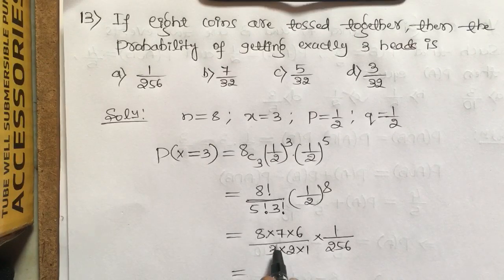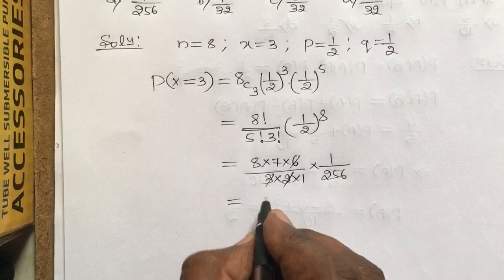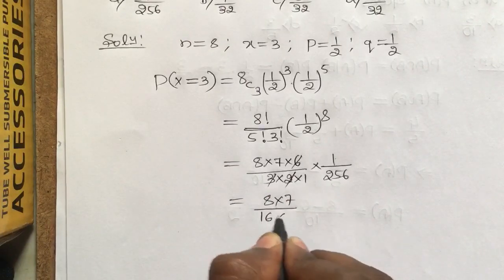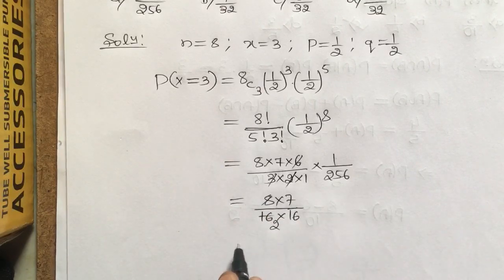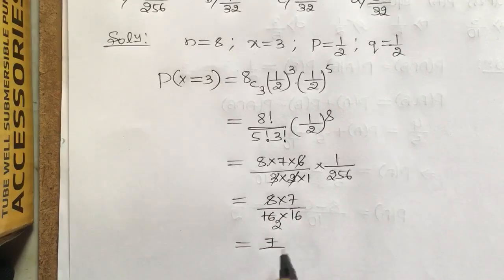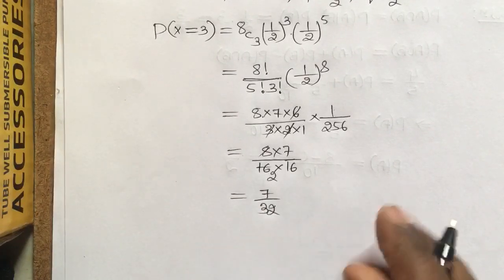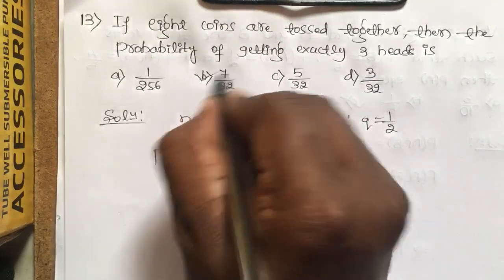So now 3 into 2 is 6, these two get cancelled, and then here 256 can be written as 16 into 16. See here, 8 into 7 divided by 16 into 16. So 8 ones are 8, twos are, we get 7 divided by 16 into 2, which is 32. So which is the right answer now? It is option B.